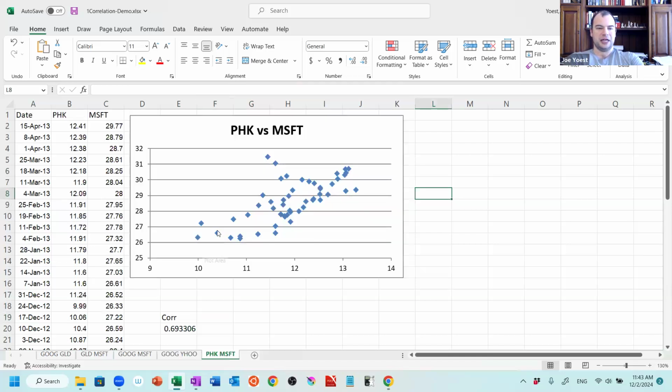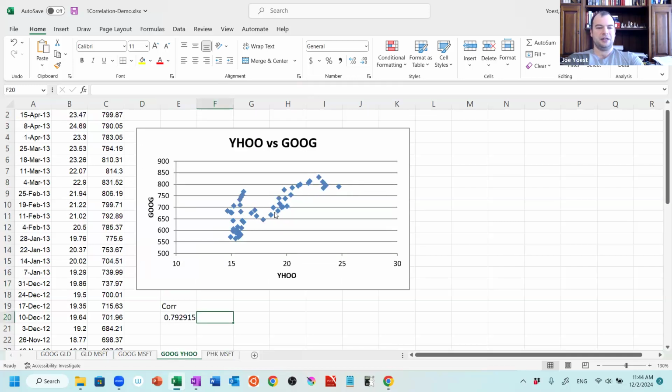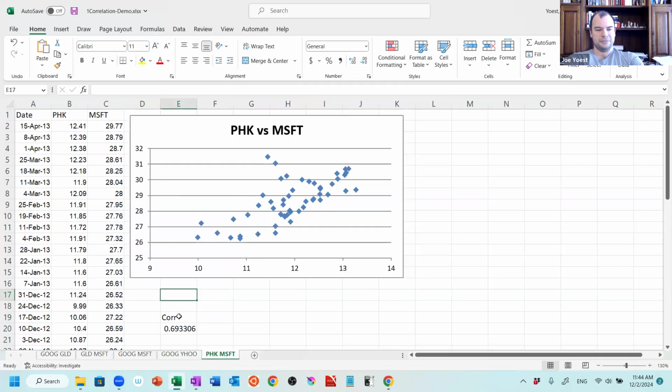Say PIMCO versus Microsoft. This is PIMCO's high yield bond fund. PIMCO is a company that sells mutual funds that hold bonds, they sell bond funds. And this is a high yield bond fund. And we see the correlation of PIMCO with Microsoft. It looks a little messier. It doesn't look like as nice and tight of a line as this one here. We see the correlation of about 0.7, right?